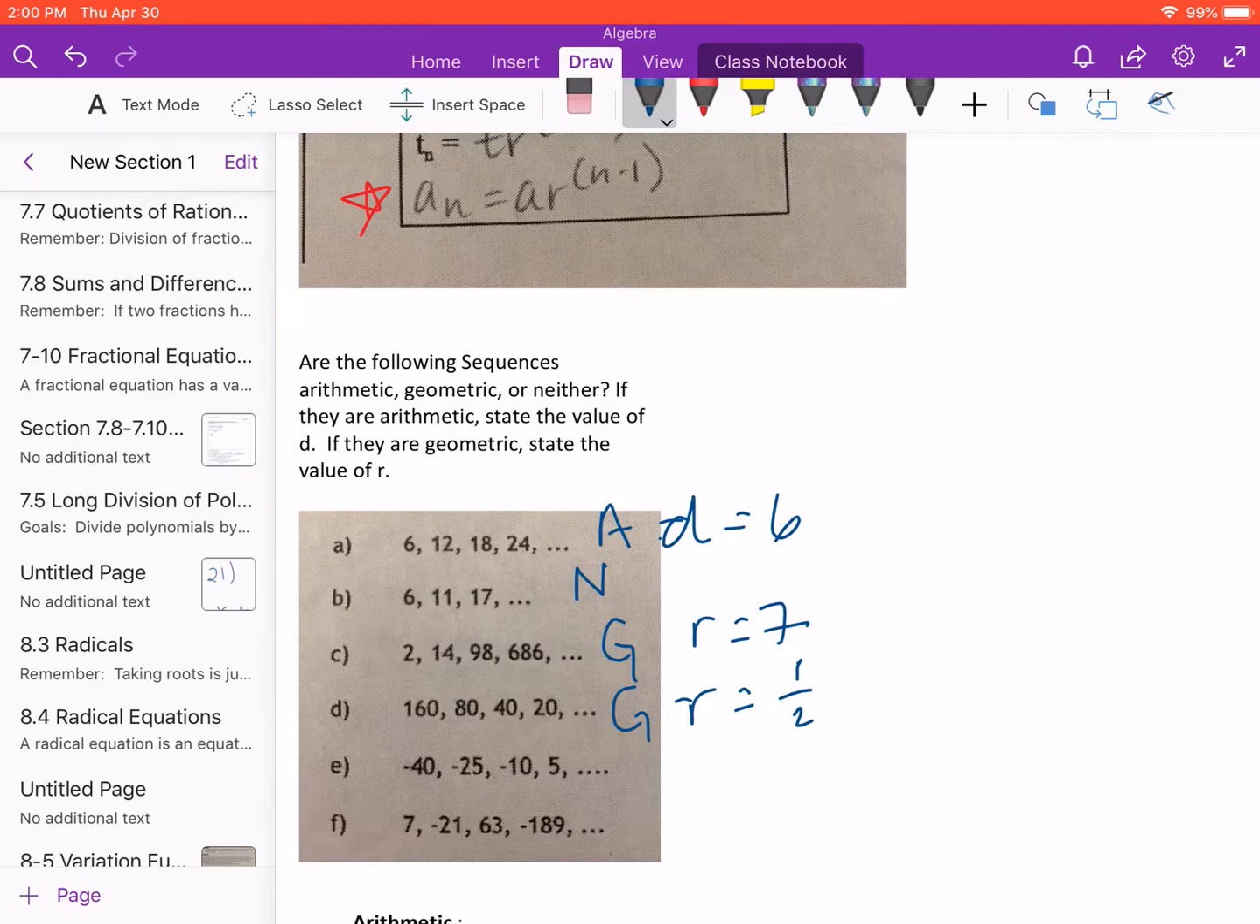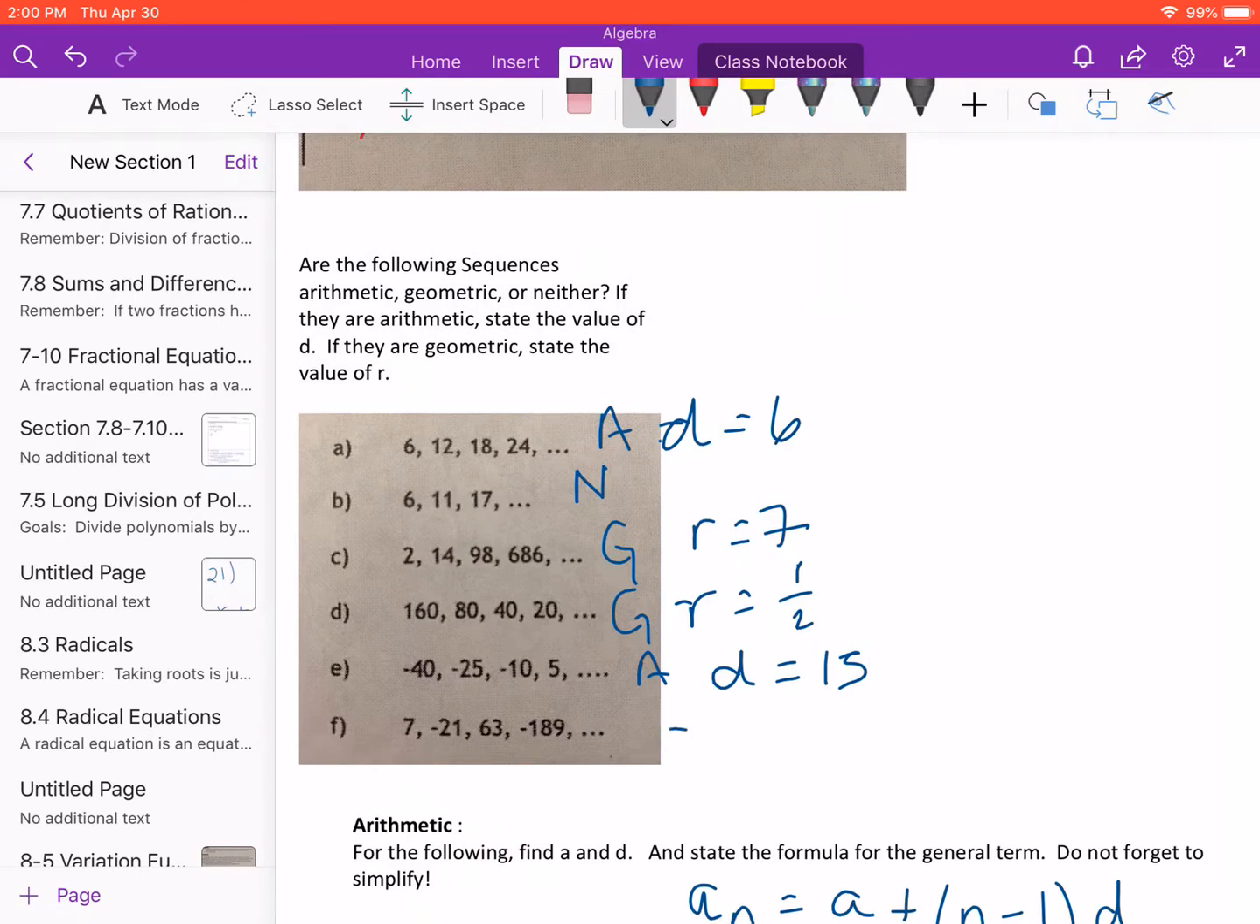Negative 40, negative 25, negative 10, and 5. This one will be arithmetic. Each of those values has a common difference of a positive 15. Now letter F's a little bit weird. 7, negative 21, 63, and negative 189. Notice the values go from positive to negative. And so this is another example of having a ratio. So this one is geometric, and that ratio is negative 3. That's because 7 times negative 3 is negative 21, and so on and so forth.